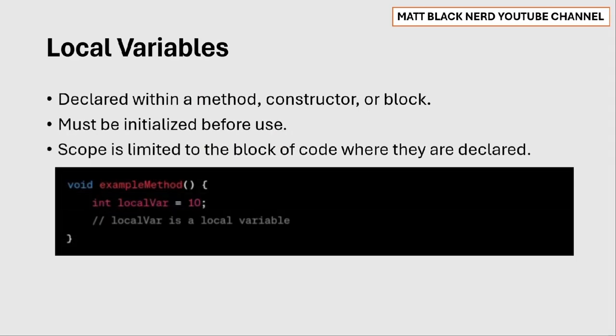What are local variables? Local variables are declared within a method, constructor, or block. Local variables must be initialized before use. The scope of local variables is limited to the block of code where they are declared. In this example, local var is a local variable of type int which is declared within a method called example method. The local var variable is initialized to a value of 10.